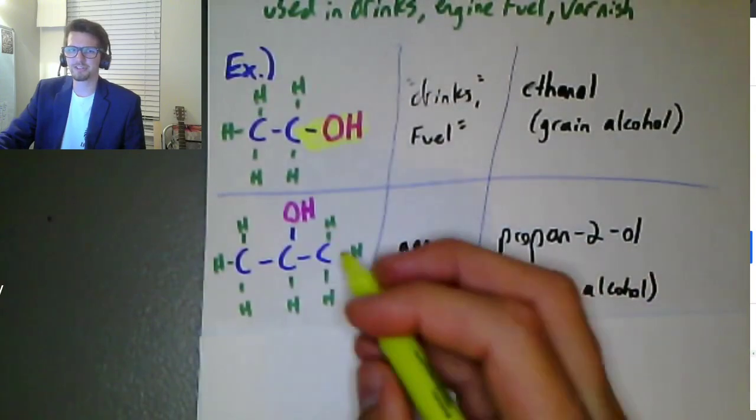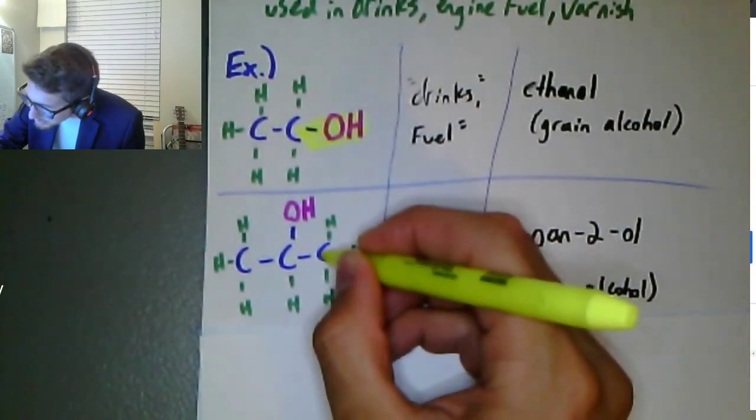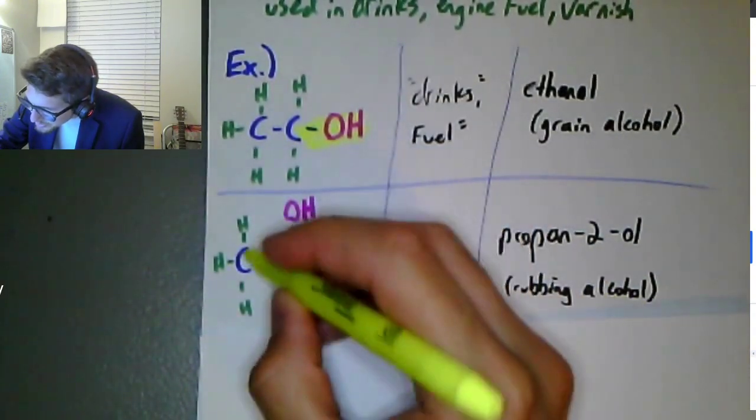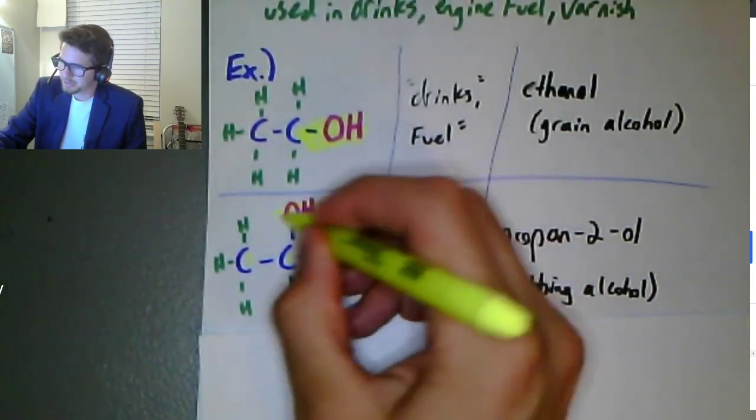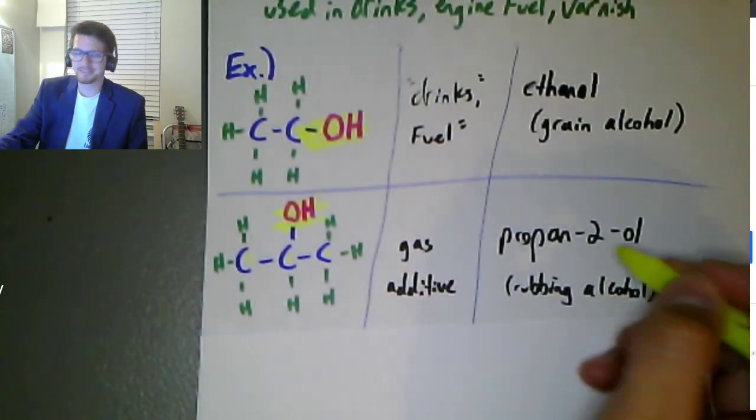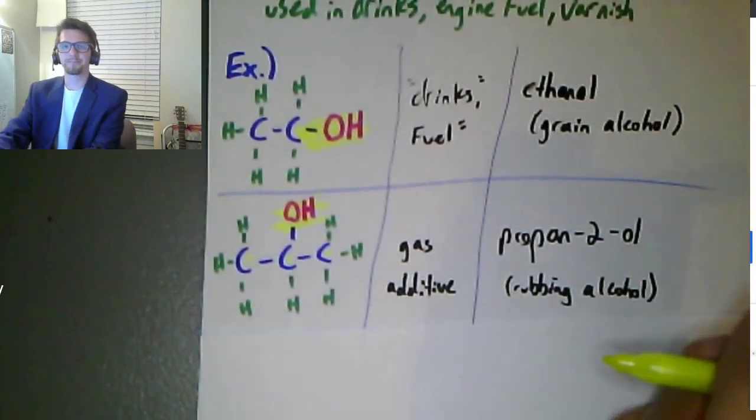Two. Why would it be called two? Because if this was carbon number one, this was carbon number two, and this was carbon number three, my hydroxide is sticking off the carbon number two. All because it's an alcohol. There you go.